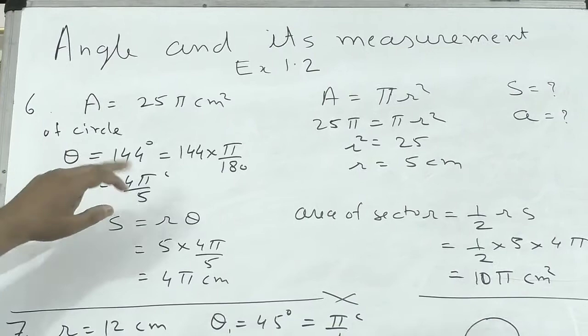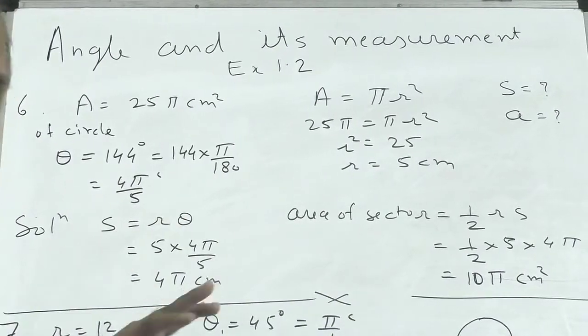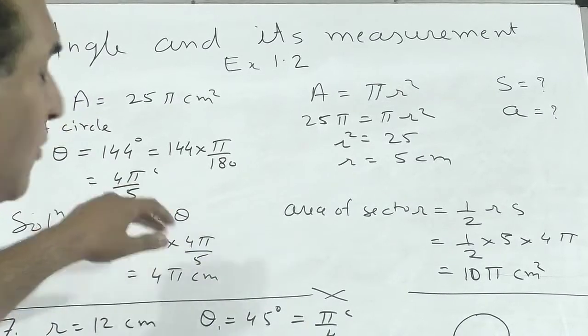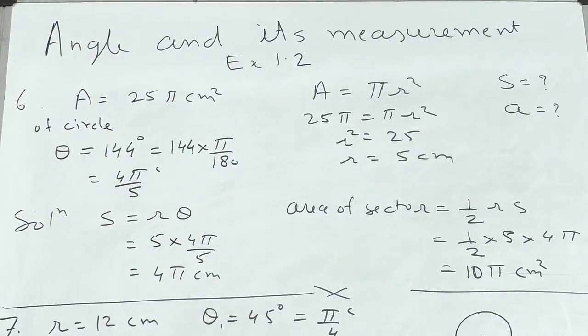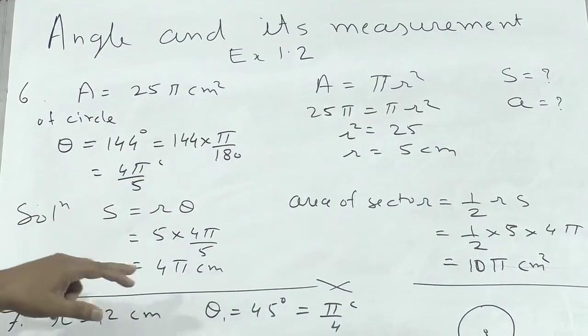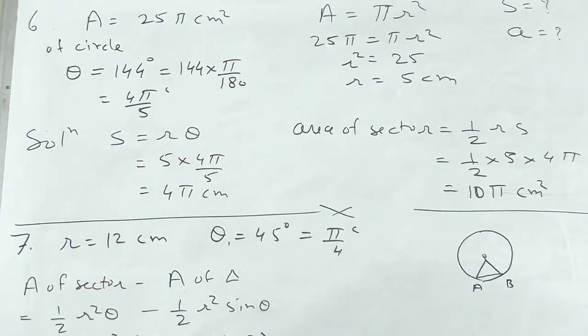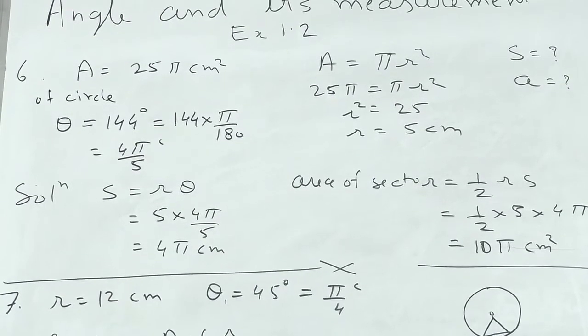Theta is 144 degree given. Degree not allowed. Convert to radian, into pi by 180, 4 pi by 5 radian. Okay. S equal to r theta, 5 into 4 pi by 5. 5 cut. S is 4 pi centimeter. Simple.